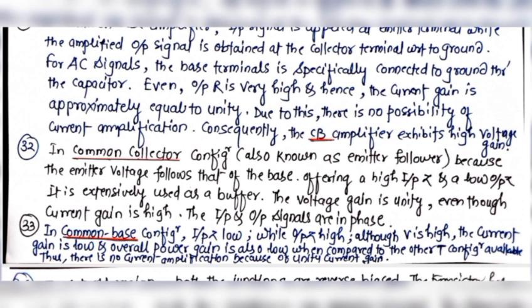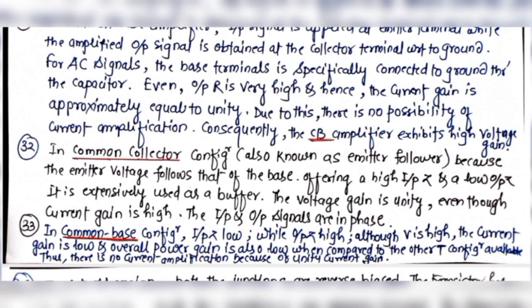Common collector configuration is also known as emitter follower, because the emitter voltage follows that of the base, offering a high input impedance and a low output impedance. It is extensively used as a buffer. Voltage gain is unity. Even though current gain is high, the input and output signals are in phase.